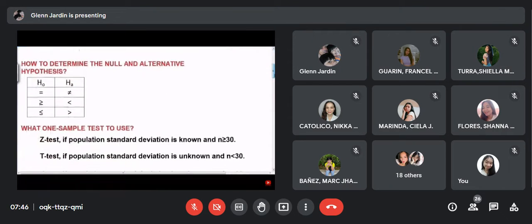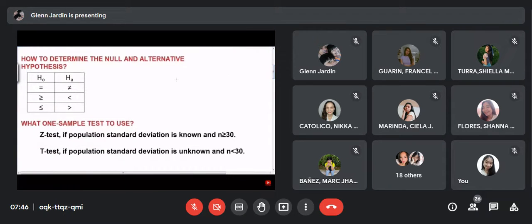Okay? So, now to determine the null and alternative hypothesis, if your null hypothesis is equal, your alternative is not equal. So, the symbol will be not equal. If your H0 or null hypothesis is greater than or equal to, your HA will be less than. And if your H0 is less than or equal to, your HA will be greater than. So, they are always in an opposite direction.